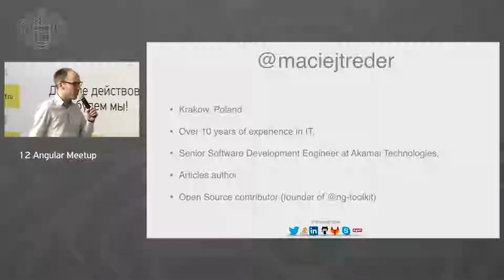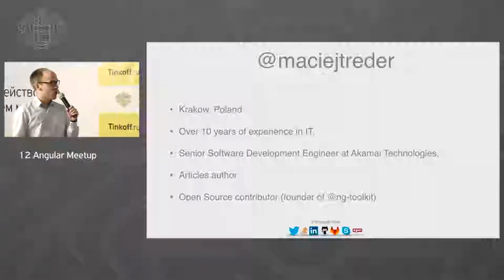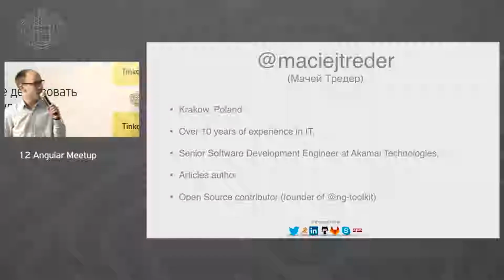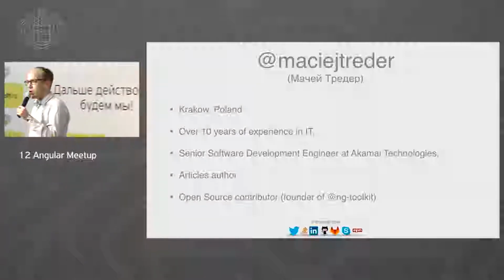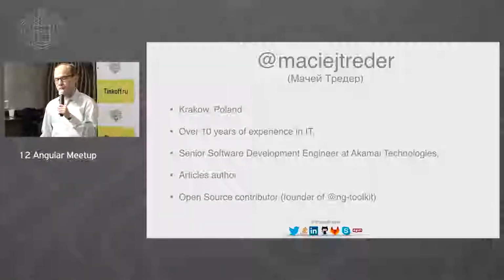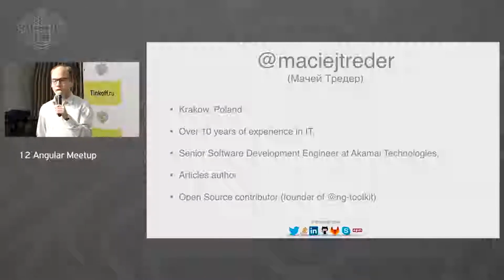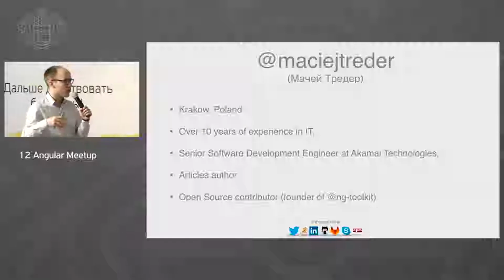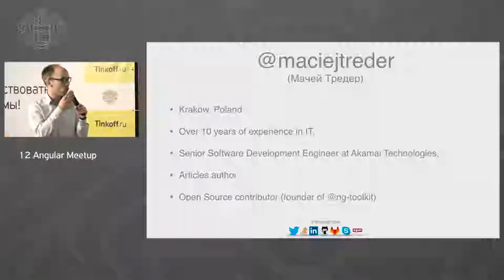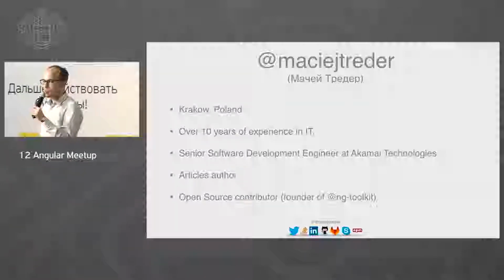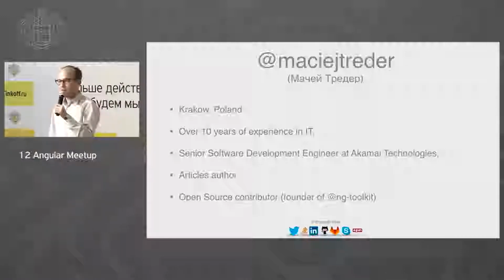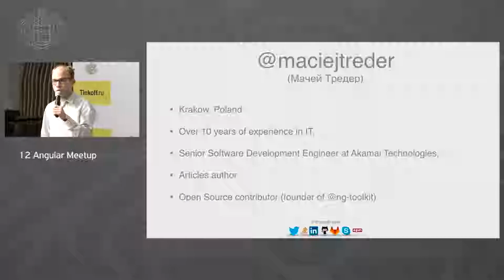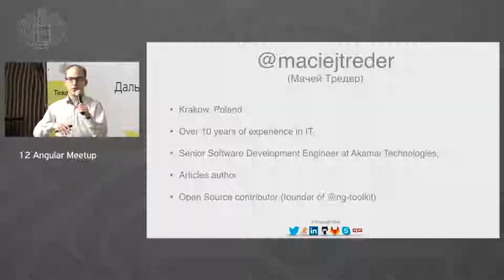About me: my name is Maciej, and I prepared a tip for you. This is how you should pronounce my name. I live in Krakow, in Poland. I have worked in IT for about 10 years, as a backend developer as well as a frontend developer. Currently, I'm working as a senior software development engineer at Akamai Technologies, an American-based corporation with headquarters in Cambridge, Massachusetts.